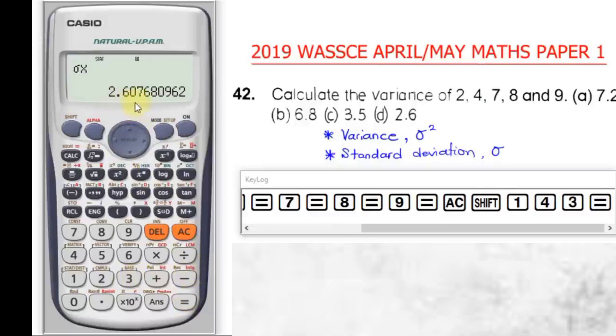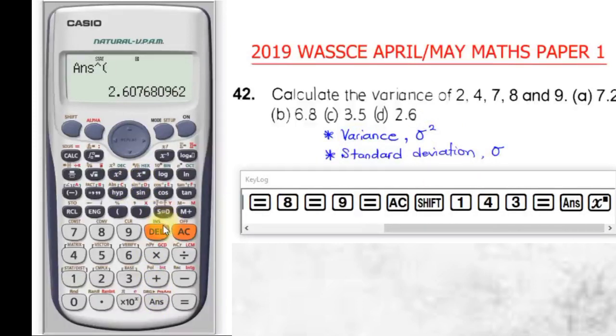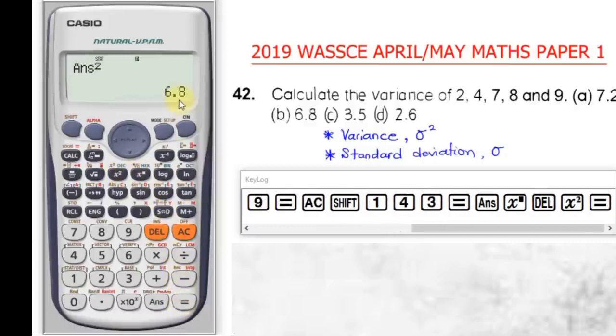So the value of the standard deviation is 2.607680962. But the question did not ask me to find the standard deviation. I'm asked to find the variance. So to get the variance, I just need to find the square of the standard deviation. So I will say my answer raised to power 2, and I can press equal to, and that is 6.8. And looking at all the options, 6.8 is in option B, and that is as good as done. The calculator is really interesting. Option B is the answer here.